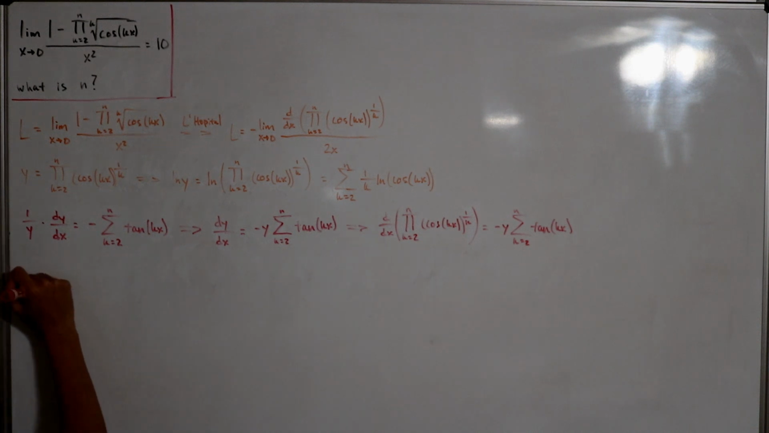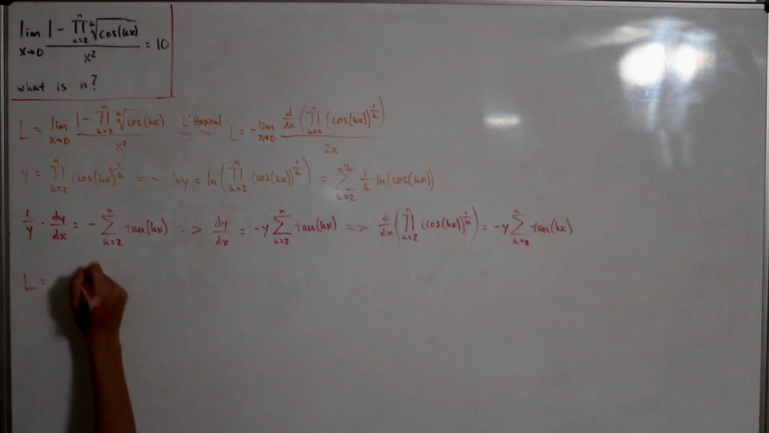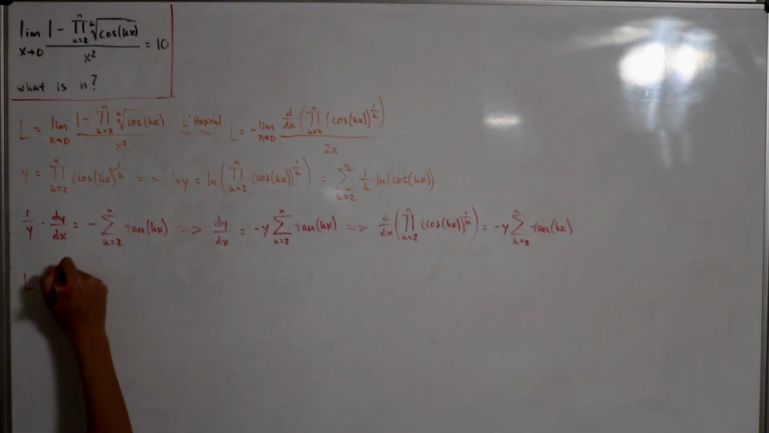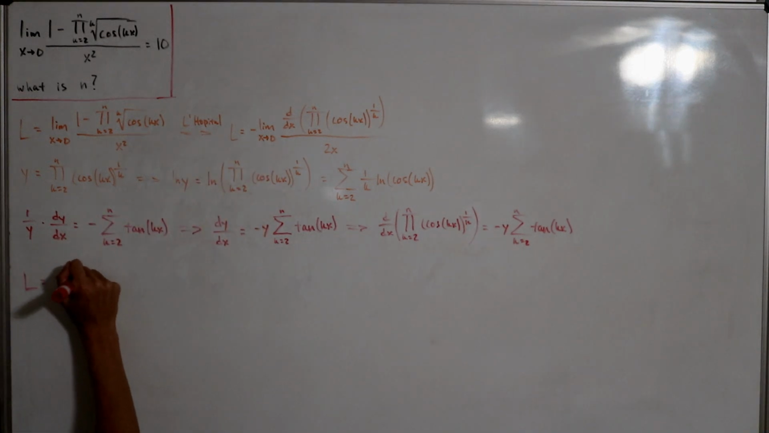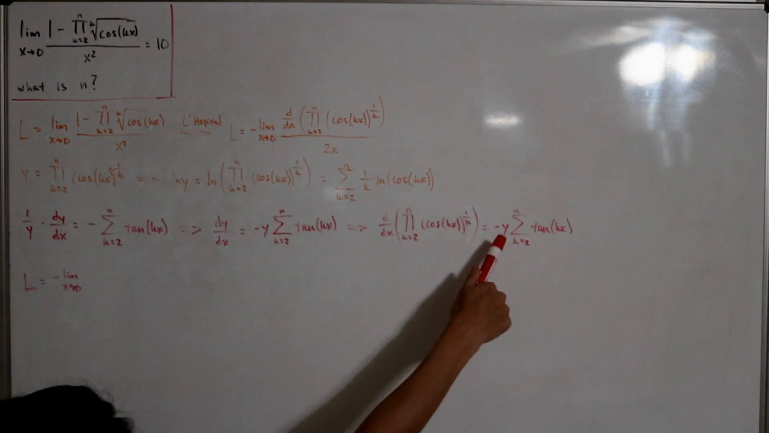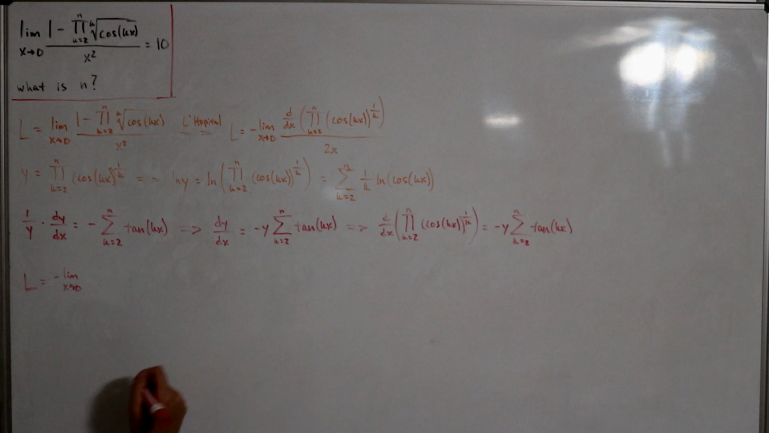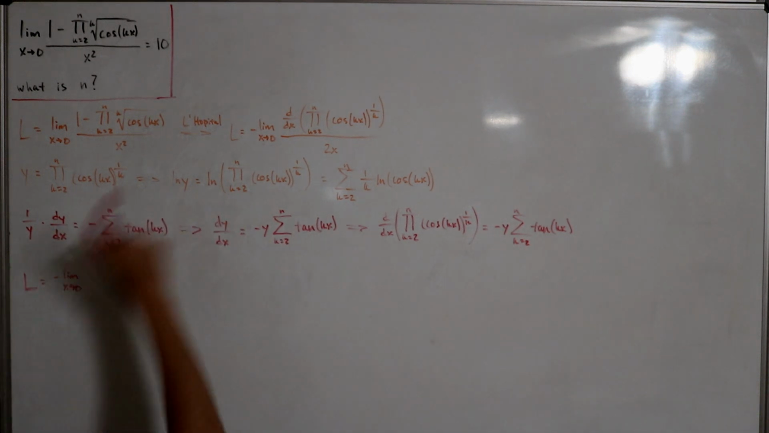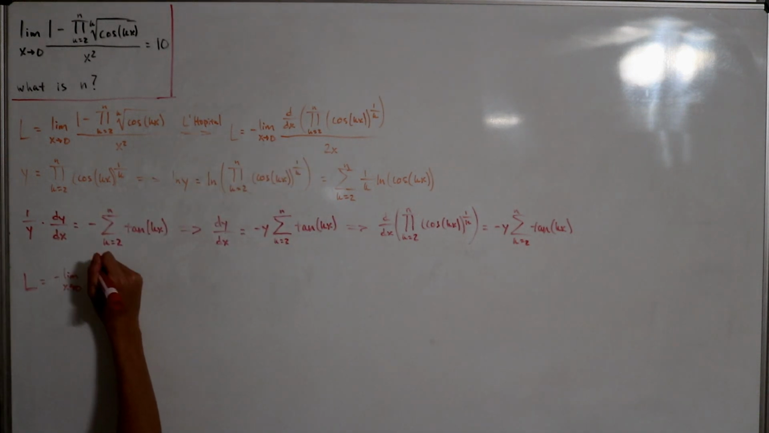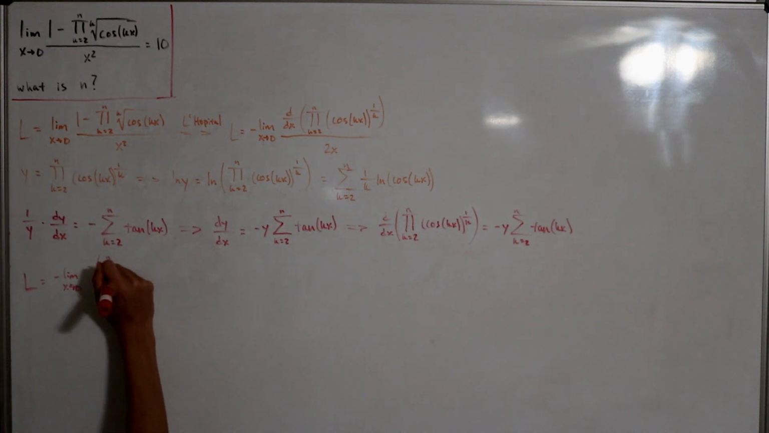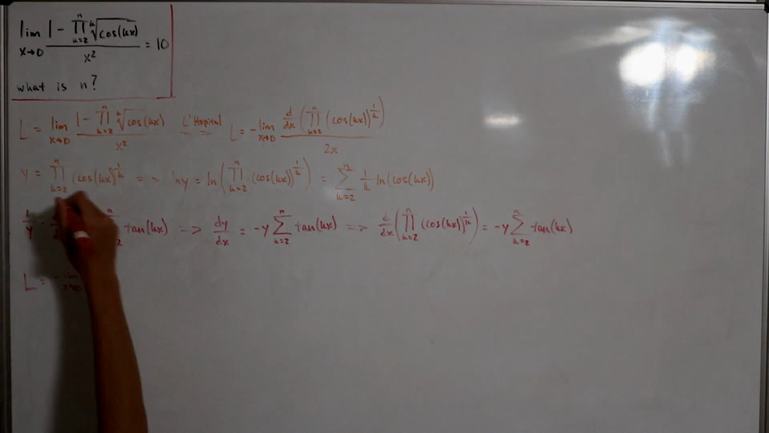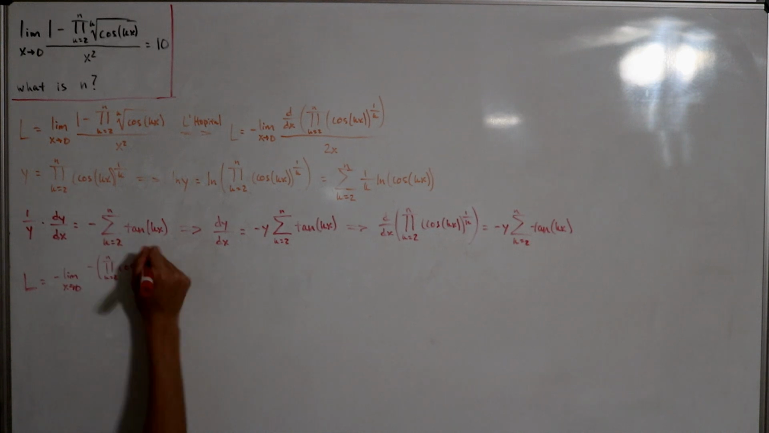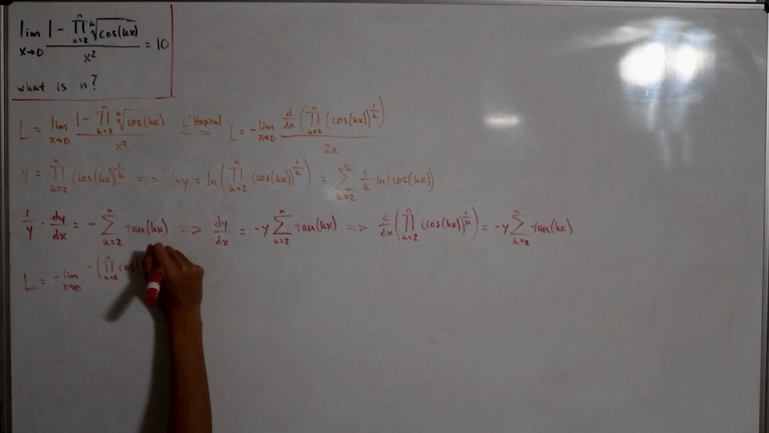So now rewrite L. From before, it's the negative limit as x approaches 0 of the derivative, which we showed here, and we have a negative y. So what I'll do is substitute that y into what we have. So this is the negative partial product from k equals 2 of the cosine of k over x, and then really just 1 over k.